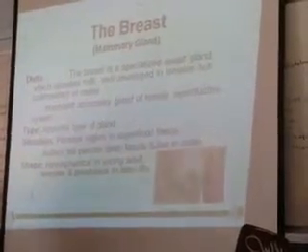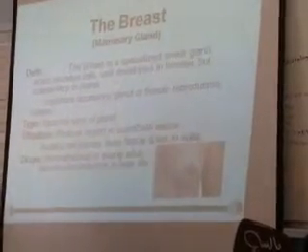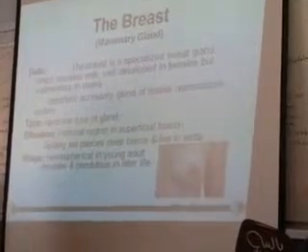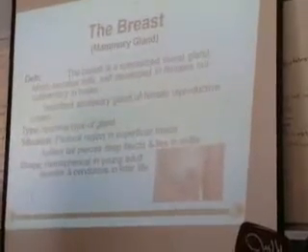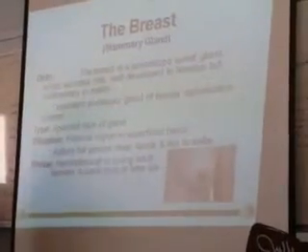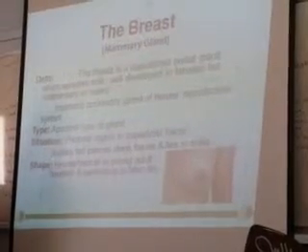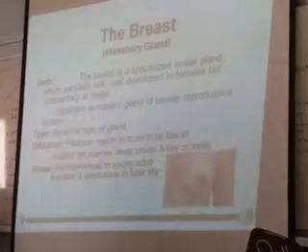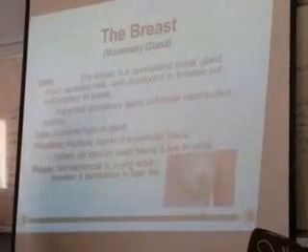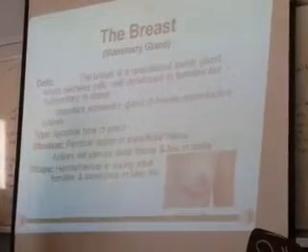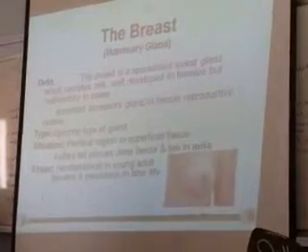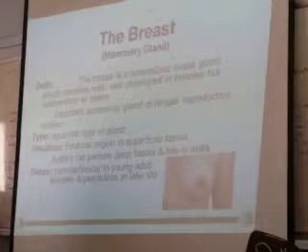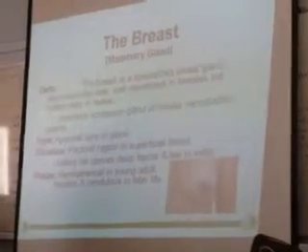To begin with, the breast or the mammary gland is a specialized sweat gland. Just like we have the other sweat glands, it is also a sweat gland, but it is modified itself to secrete milk. It is well developed in females, but it is rudimentary in males. What do you mean by rudimentary? It is not well developed. It's there, but it is very small.